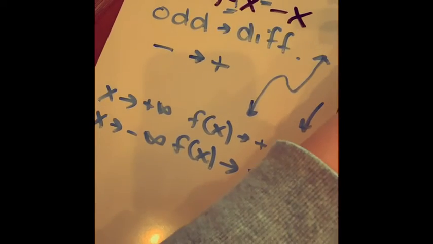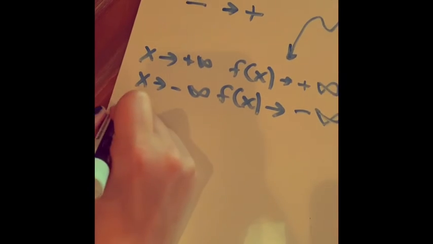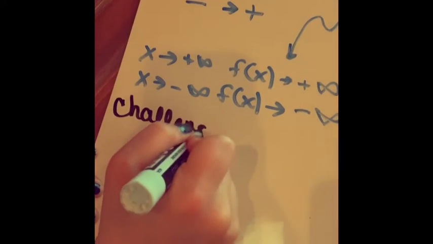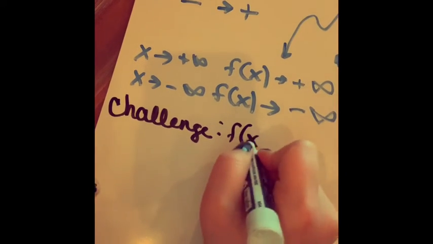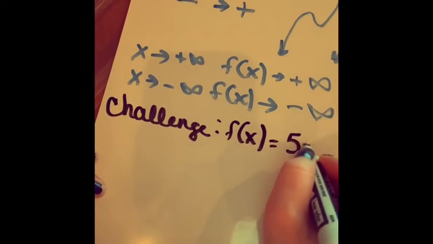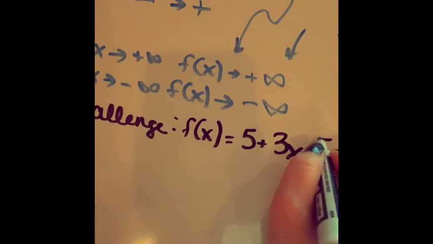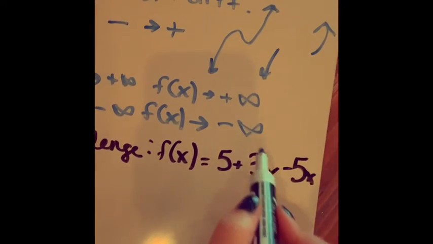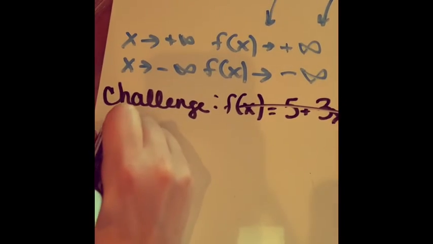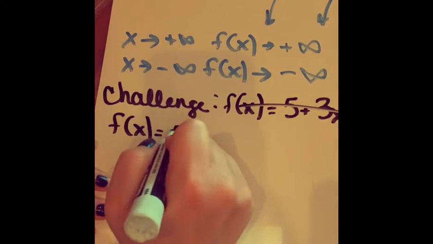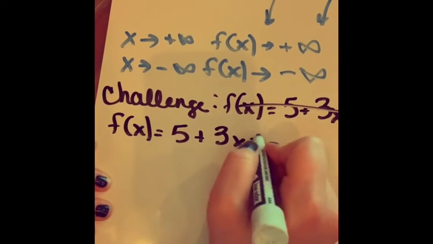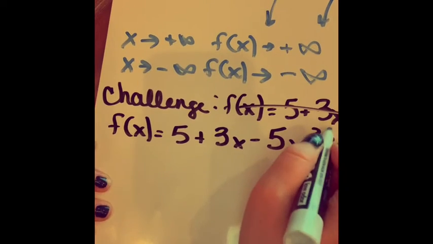So here we have our challenge problem now, okay? Our challenge, we've got f of x is equal to 5 plus 3x minus 5. Okay, that looks terrible and it doesn't fit. Okay, let me write it down here. 5 plus 3x minus 5x to the 25th.